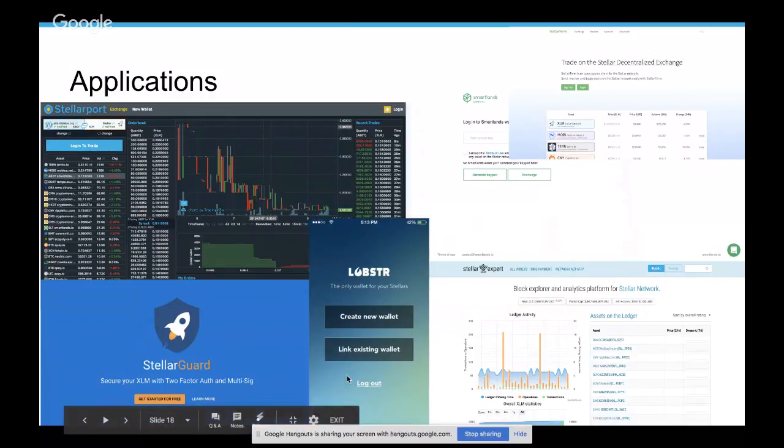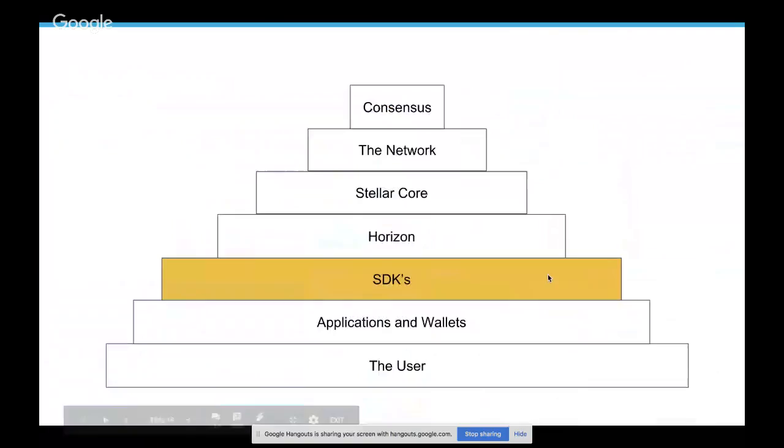Here is actually an iOS wallet that just launched today, which is super exciting. Here is a block explorer, which is also really cool. So your question may be, okay, I am an app developer. I can do full stack. I love the React framework, but how do I, as a developer, interface with the Stellar network?